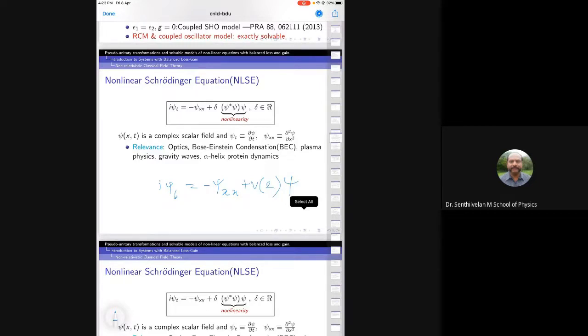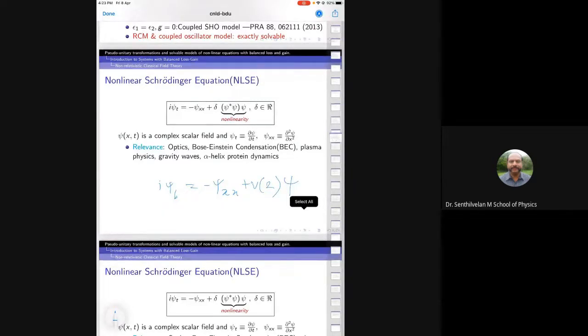Since we'll be talking about classical field theory, psi(x,t) is a complex scalar field, with the standard notation that psi t means del psi del t, and psi xx means del 2 psi del x square. This equation appears in optics, and is very important to many optical phenomena. Classical optics has been studied since the 70s, and even nowadays photonics, photonic lattices and all these things are coming up, new ideas, and everywhere this is relevant.